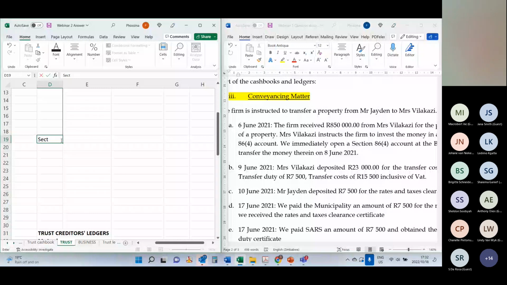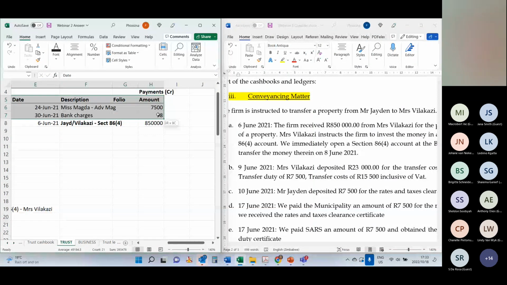Remember, the bank statement also has to show that it is for Mrs. Vilakazi. And I'm just going to copy the format for the sake of time. I'll copy the format. Hopefully I'm not confusing you a lot. I'm trying to just be fast.